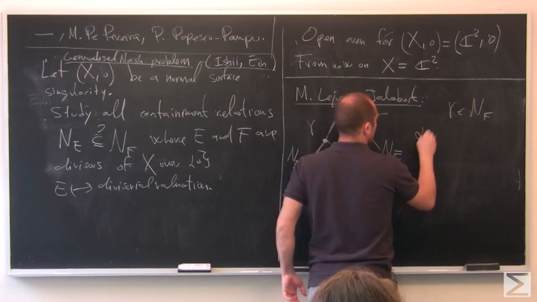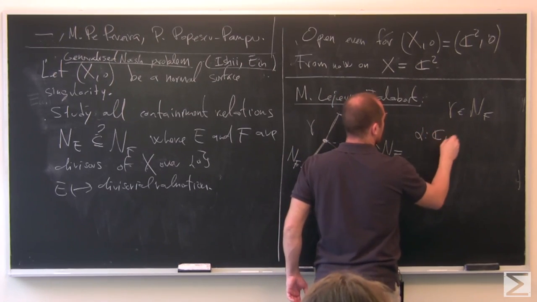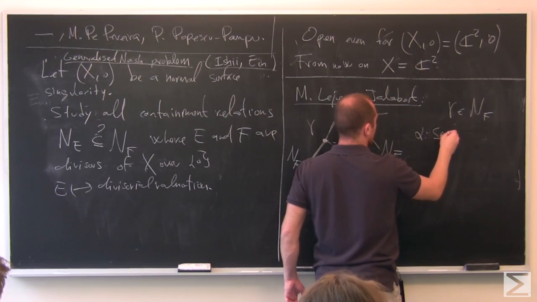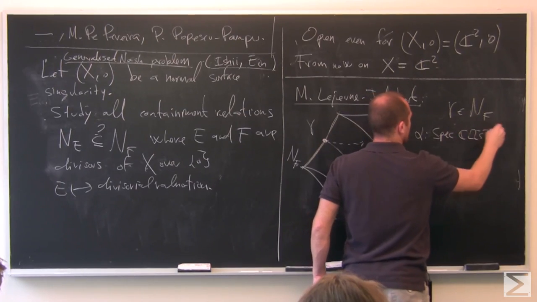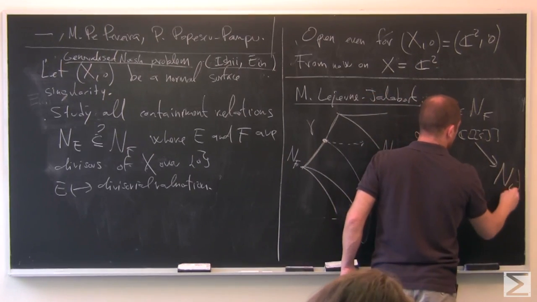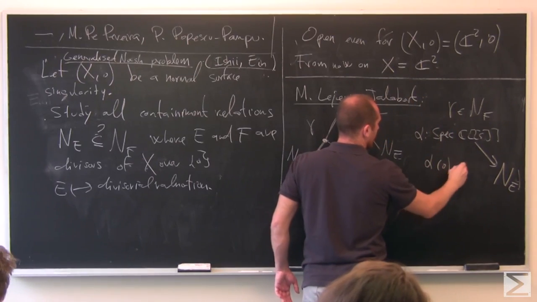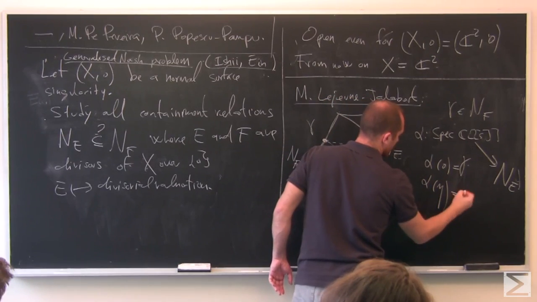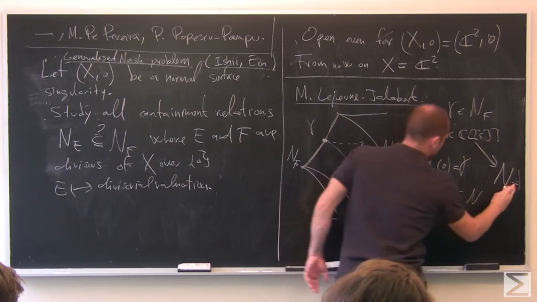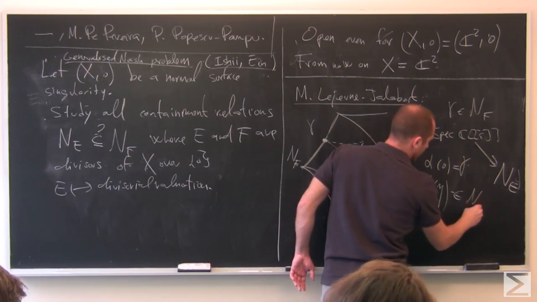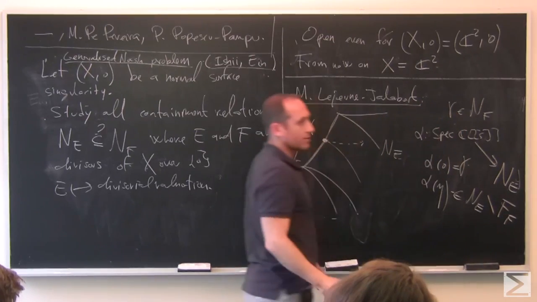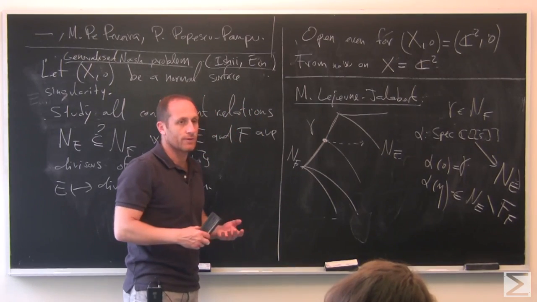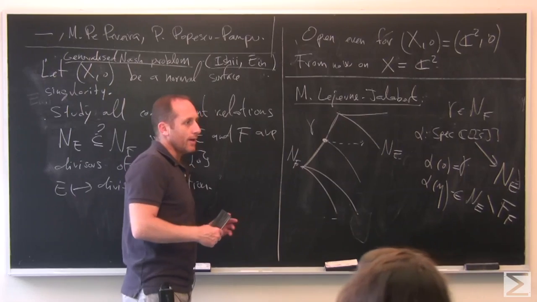There exists a path, alpha, that goes from C comma 0. Well, as it is infinite dimensional, I won't ask you to trust in convergence. To N_E, such that alpha of the special point equals this point gamma, and alpha of the generic point belongs to N_E minus N_F. So this is the typical situation of the curve selection lemma. The main problem is that the curve selection lemma is false in infinite dimensions, but there is a way out.